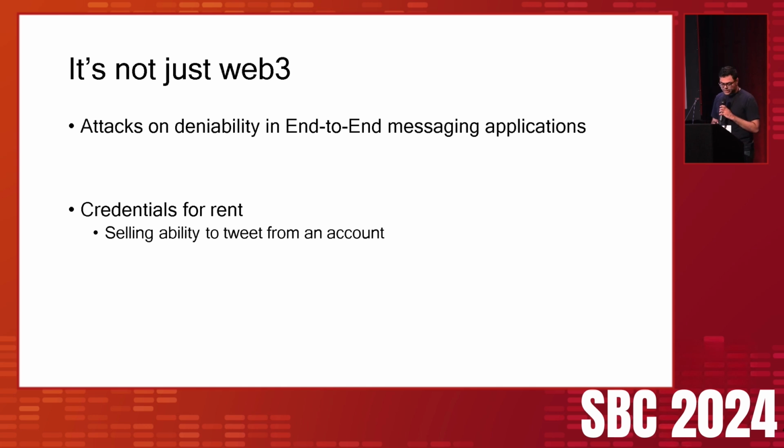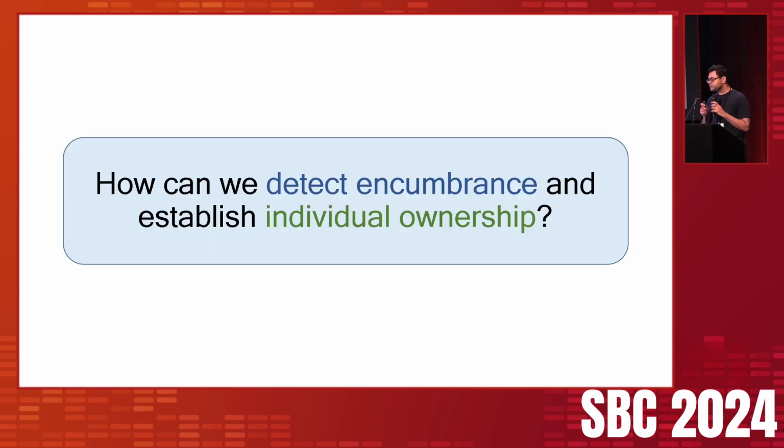The other thing I'd like to highlight is that it's not just Web3 style bribery and Web3 style voting attacks. You can think about encumbrance as being a problem even for something like end-to-end messaging systems, which offer deniability. You can also think about encumbrance being a problem for any sort of Web2 credentials, where these credentials can be bought and sold or rented out. For example, selling the ability to tweet from a specific account, or password sharing, things like that. And I'll refer you to the paper for more details.